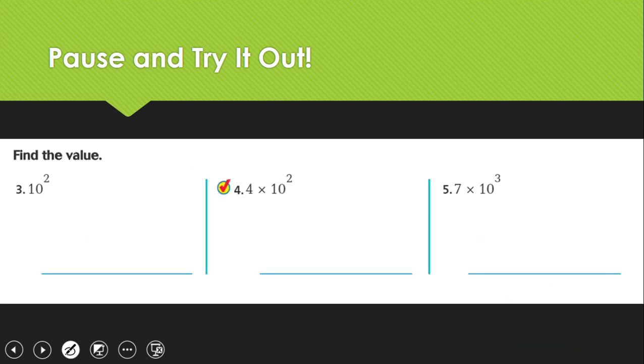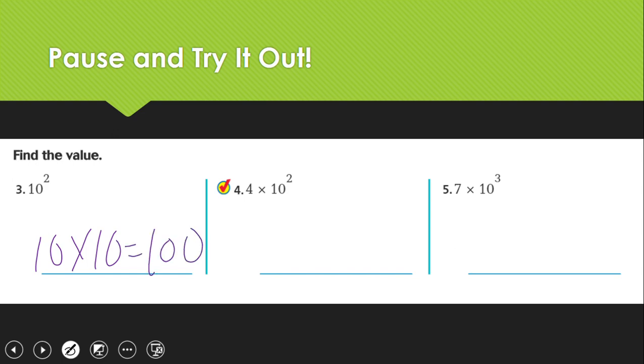Awesome. All right, go ahead and pause and try this out as well on your own. Go ahead and find the value for 3, 4, and 5. Awesome. So let's go ahead and do 10 to the second power, or the second power of 10, which is 10 times 10, and we all know that equals 100.